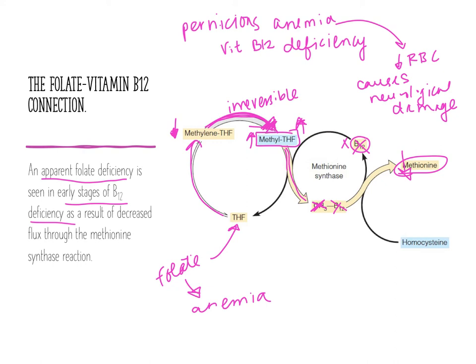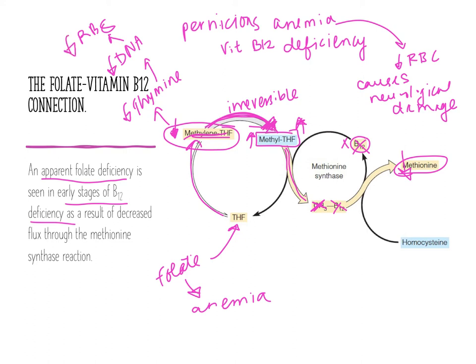Okay, and where's the anemia coming from? Well, the anemia is actually coming from this decreased amount of methylene THF. Methylene THF is needed to make an important component of DNA called thymine. Thymine is the nitrogenous base. It has the methyl group on it. Thymine is needed in the DNA in order to make red blood cells, or to help red blood cells mature. Okay. So if you're low on methylene THF, that means you're not making enough thymine, which means you're not making enough DNA, which means you're not getting mature red blood cells.